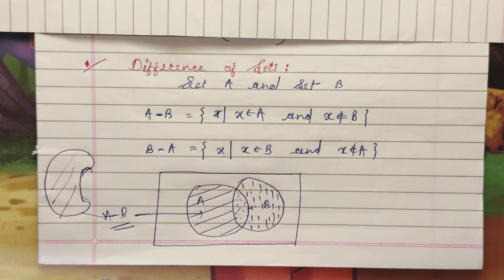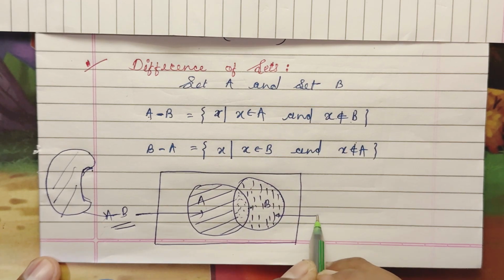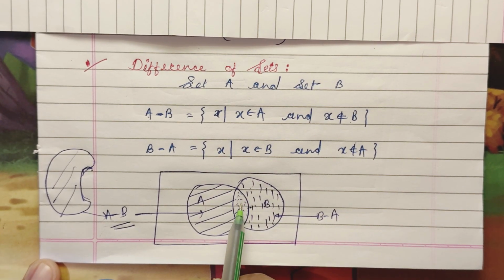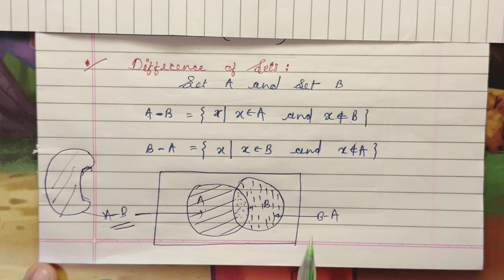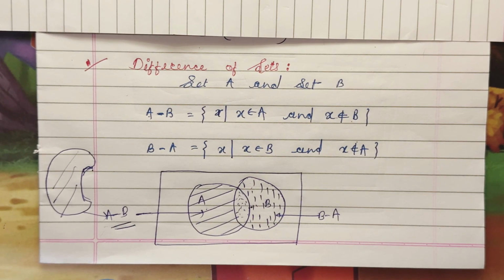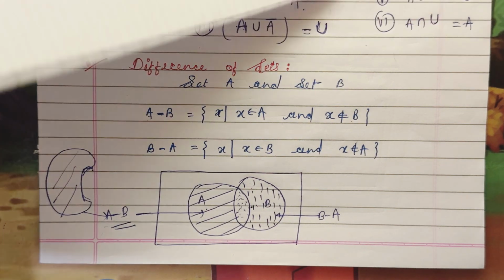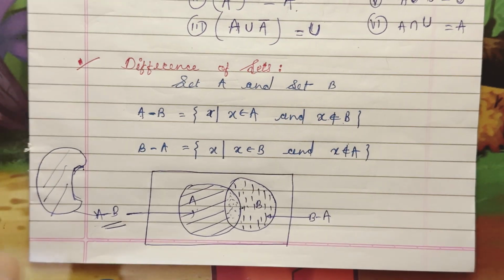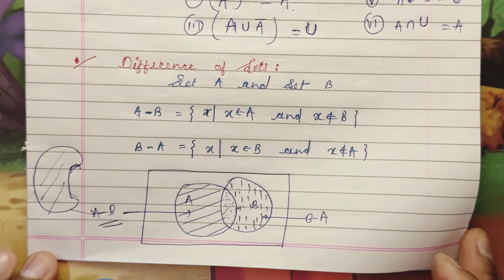Similarly, B minus A you can take from here. The part which is not in the intersection and not in A is B minus A. I hope you have all understood the meaning of the difference of sets. We'll continue with some examples so the concept is very clear.